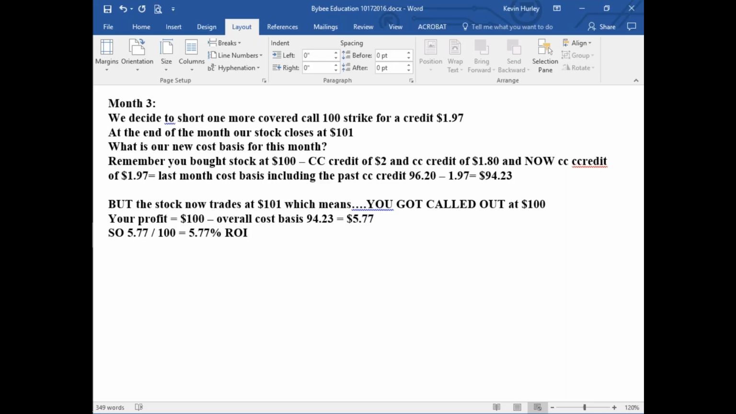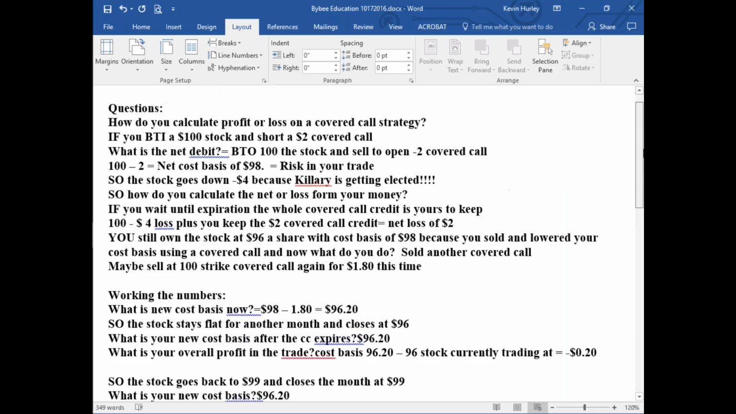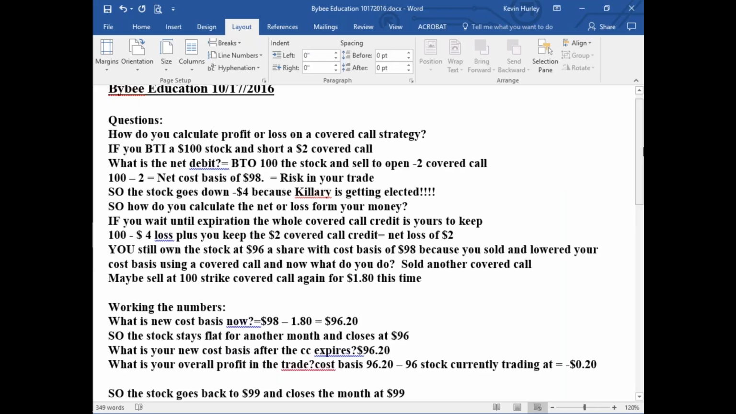Last year, the stock market was down 0.7%. For a 3 month period, you did pretty well. You probably crapped your drawers in month one when the stock went down to 96, because of course it probably did that the first week that you put on your covered call when it was supposed to stay sideways.